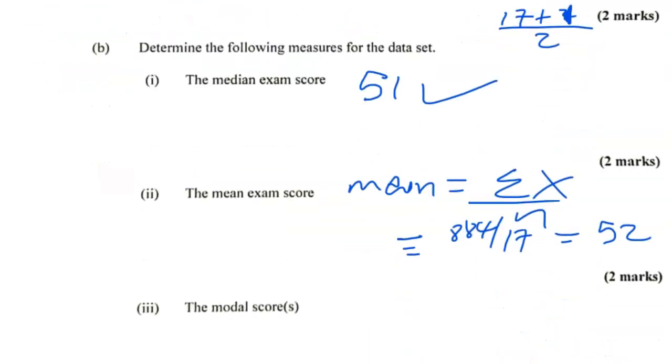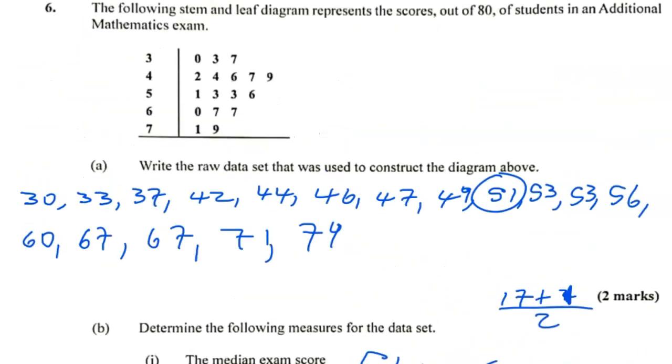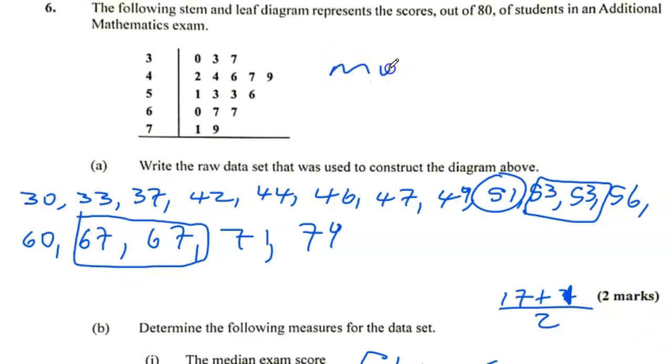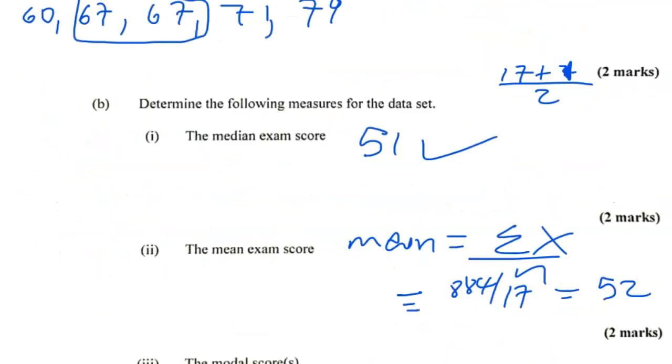And the modal score, I think we have 2 modes. If you look at the data here, we have 53 occurring twice, and we have 67 occurring twice. So we have 2 modes, 53 and 67. Next.